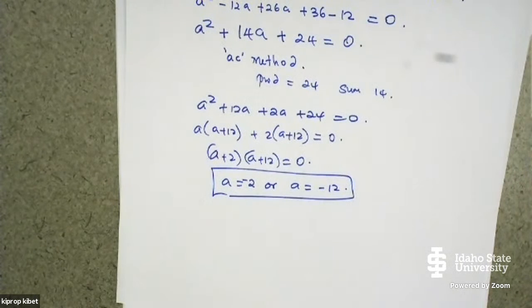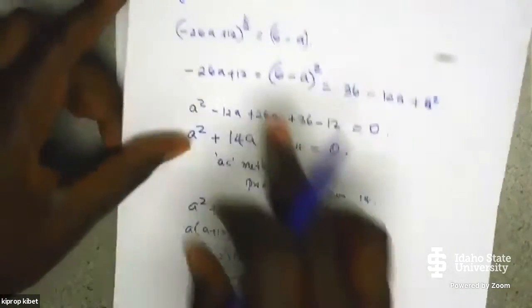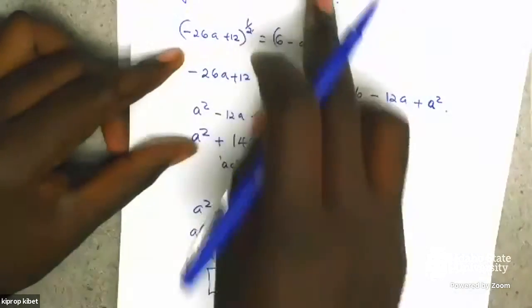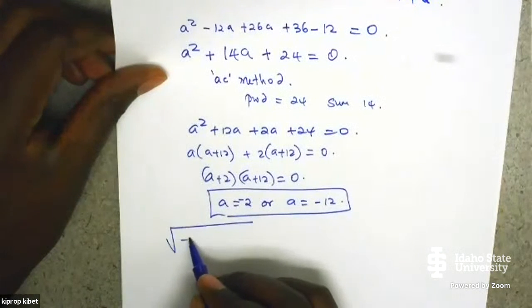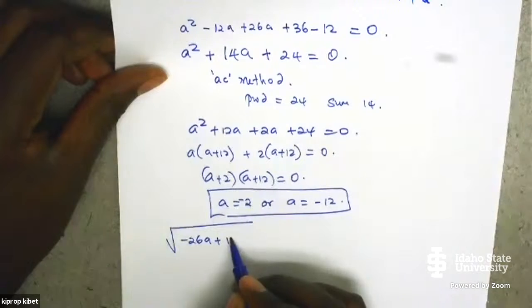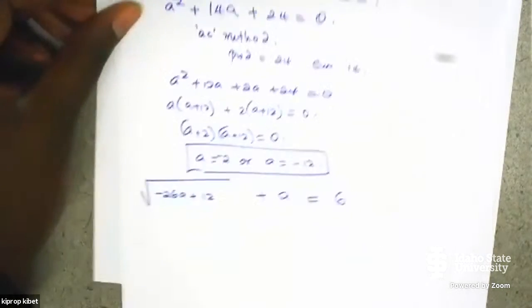Now we need to check which one will give us the correct answer in that case. So which one of these solutions will satisfy this? Which one will satisfy the square root of minus 26a plus 12, plus a, equals 6?